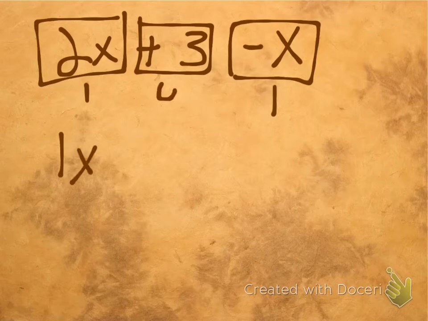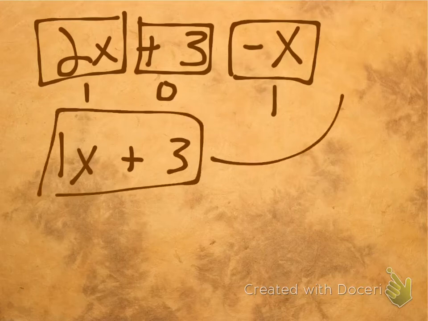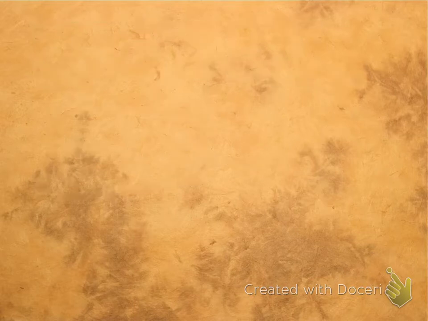Does anything go with this right here? Nothing goes with it, so it just says plus 3. So this would be the simplified version of this up here. Now, eventually you'll be able to solve them like that. But as for right now, the way I want you to solve them is with pictures.